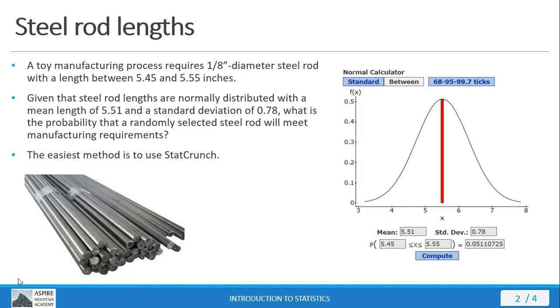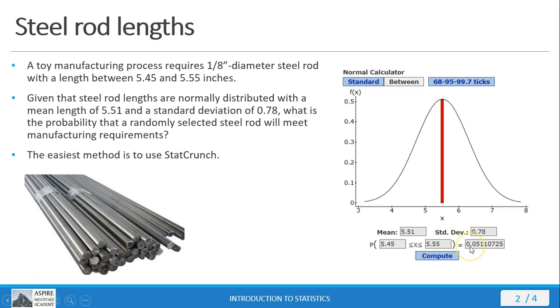Here in StatCrunch, I'm going to select the between option because we want the probability that we're going to be in between the lengths that were required for our design. So here's my between option up here. I click that, put in the mean and the standard deviation for the normal distribution of the lengths, and then here I'm putting in my design requirements. I press compute and out comes 5%.